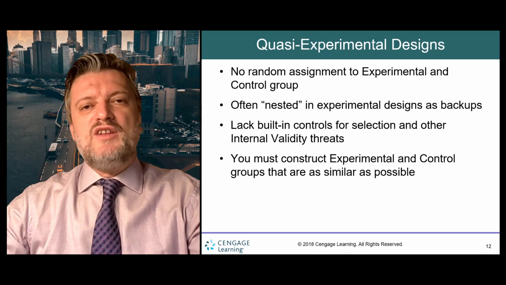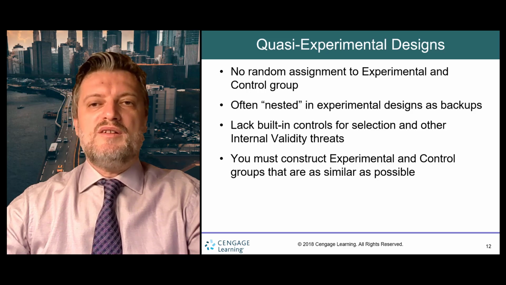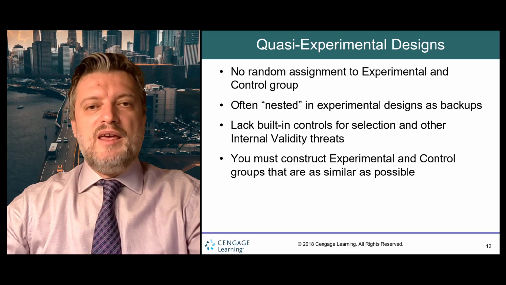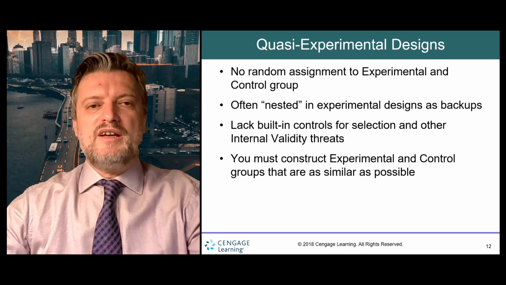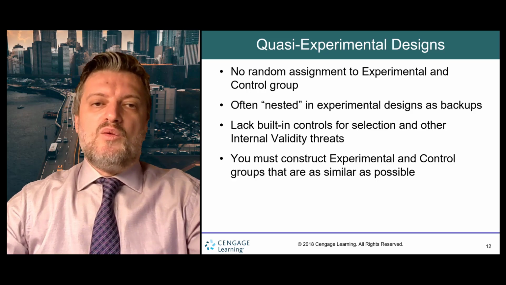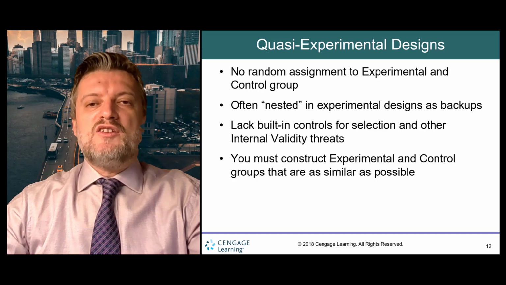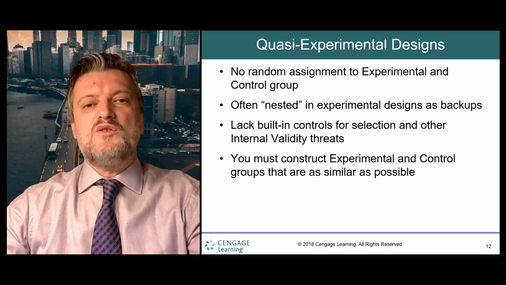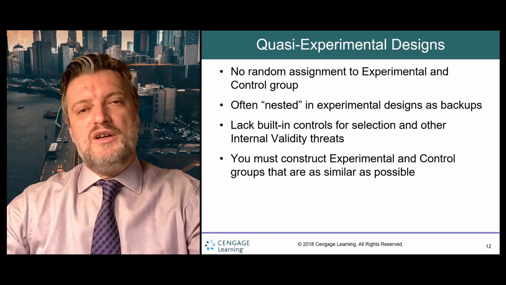Quasi-experiments are distinguished from true experiments by lack of random assignment of subjects. They may also be nested into experimental designs as a backup should one or more of the requisites for a true experiment break down. Quasi-experimental designs may be the strongest possible approach for evaluating nationwide or statewide programs in which it is not possible to identify subjects who are not exposed to an intervention.